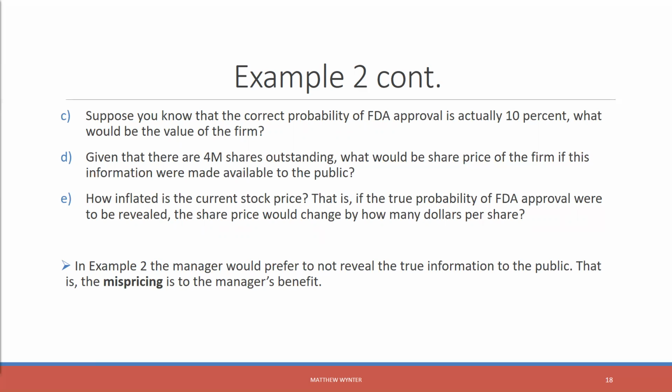So as we go from parts A and B to C and D, it turns out that the true probability of approval goes from being 20% to 10%. So for part E, we want to know how inflated is the current stock price, meaning that if this true probability of FDA approval were revealed to the public, the share price would change by how many dollars per share? In example 2, the manager would prefer to not reveal the true information to the public. That is, the mispricing is to the manager's benefit.